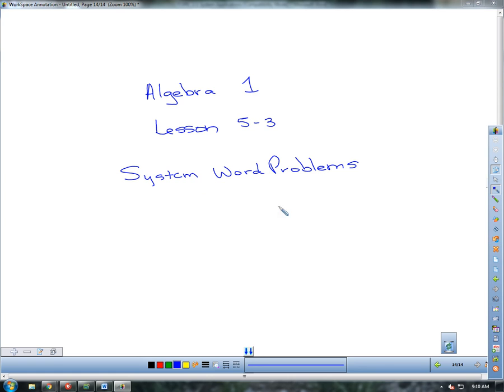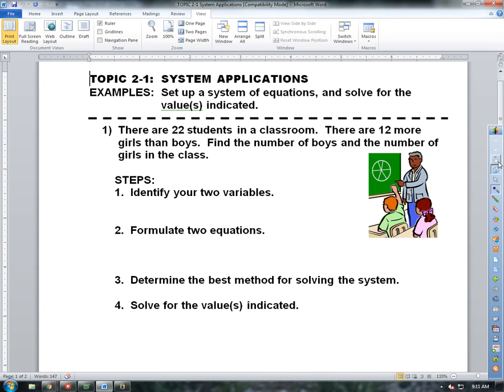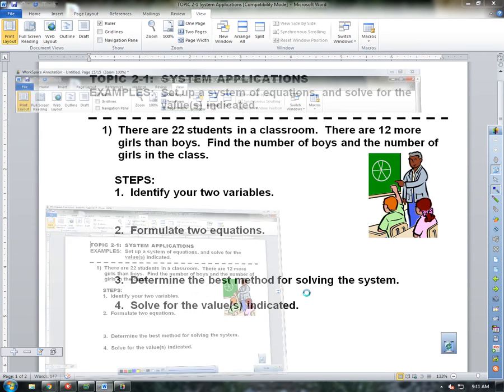Algebra students, today we're going to take off on lesson 5-3, which talks about solving systems of equations word problems. After today, I've shown you how to solve systems on the calculator, so it is acceptable to use the calculator when solving word problems. The reason is that there's a lot more that goes into word problems than just solving a system.